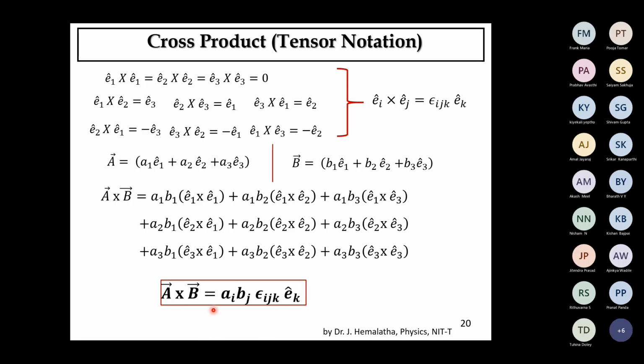A cross B in the tensor form, you can write like this: Ai Bj, and in place of Ei cross Ej, you write epsilon ijk Ek. And you know there is no need for writing the summation symbol. It itself will take the summation up to the maximum number, up to A3, B3, for a tensor of order 2. So you can eliminate the summation symbol. This is the tensor form of writing a cross product.